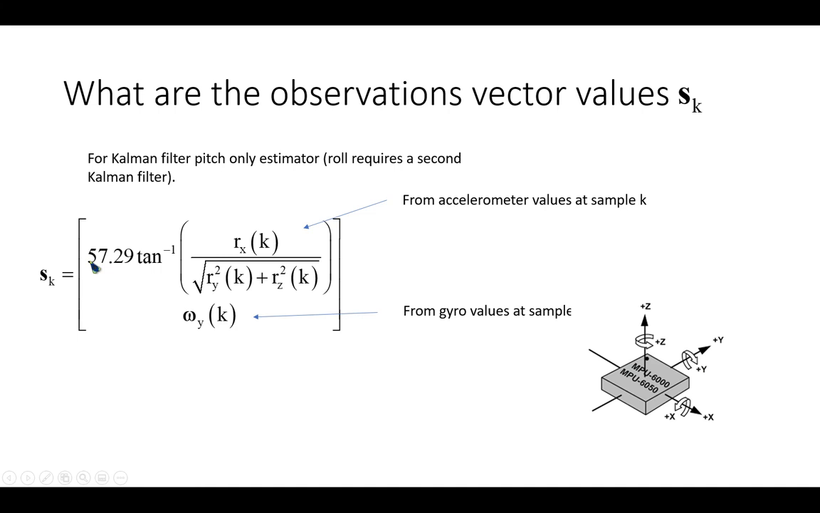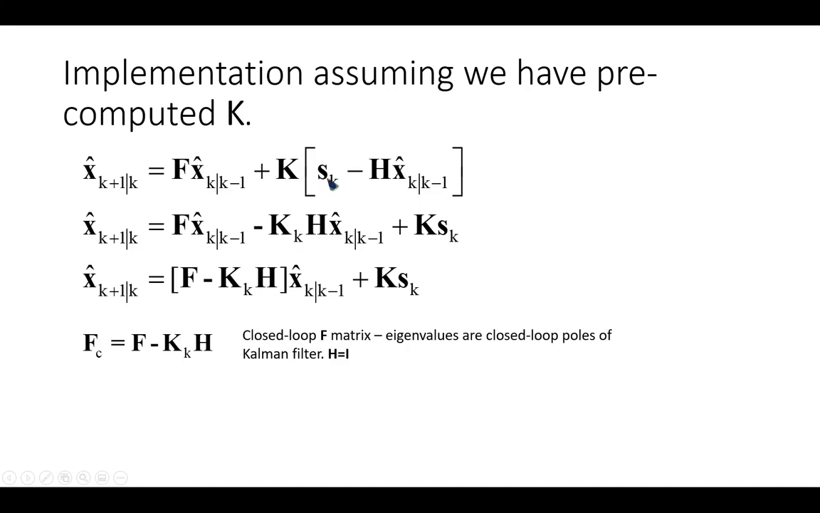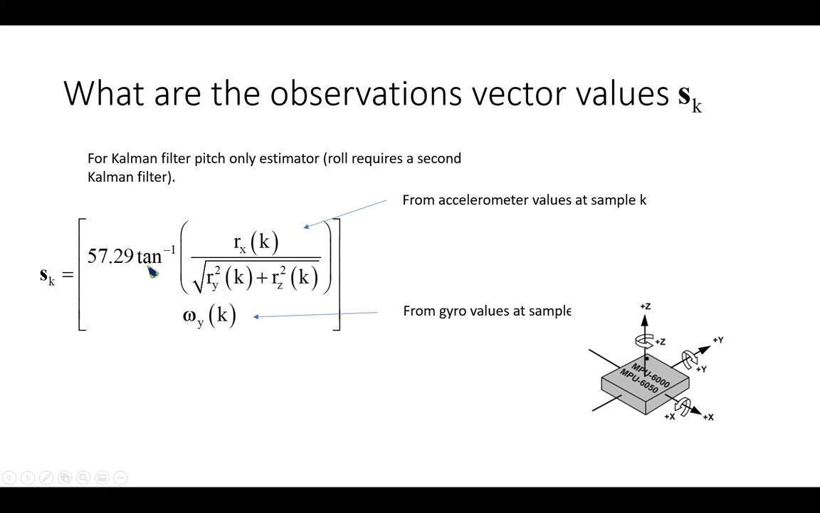So what are the observations, for S, signal plus noise? Well, they come from the accelerometer and the gyro. If you're doing the pitch, you need the X component, the Y component and the Z component. Rx is the acceleration in the X axis, Ry the acceleration in the Y, and Rz the acceleration in the Z. It's Rx over the square root of Ry squared plus Rz squared, and 57.29 converts it to degrees, and you need the arctan.